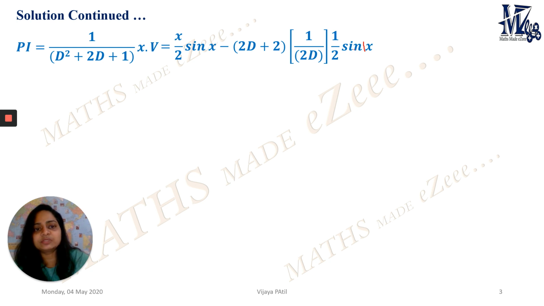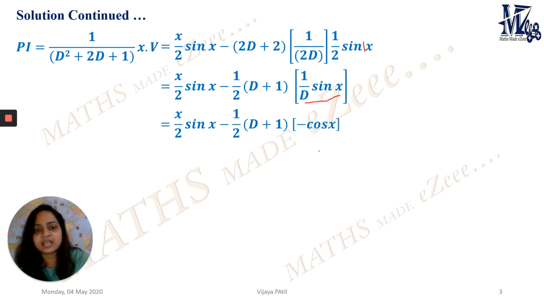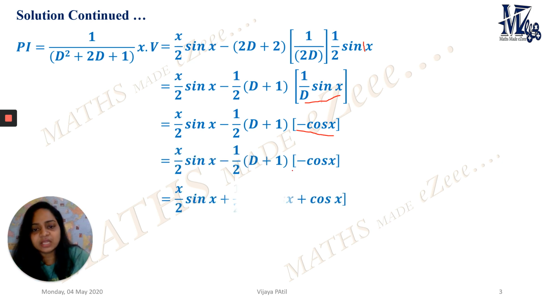So 1 by 2D, 1 by 2 sine of x, right? And this is x by 2 sine of x minus. Now this is half, this is 1, 2 from the numerator and 1 by 4 here, right? So 4 in the denominator, 2 in the numerator, we have got 1 by 2 here. So now in the bracket, D plus 1 on 1 by D sine of x. Now this 1 by D sine of x, I can integrate it and I will get cos, so minus cos x, because integration of sine of x is minus cos, and therefore we get here minus of cos of x. And now this minus of cos of x is getting operated by the operator D plus 1, and therefore it is just a multiplication.